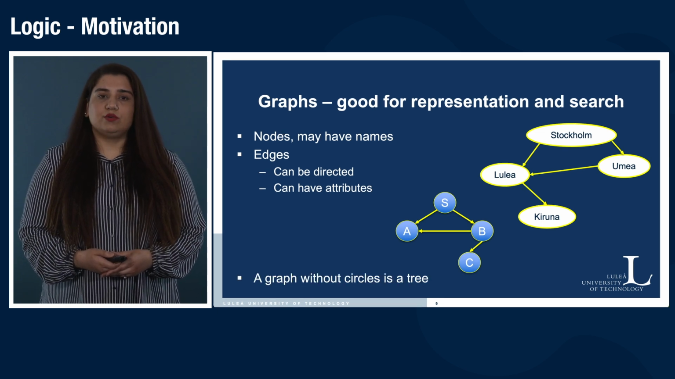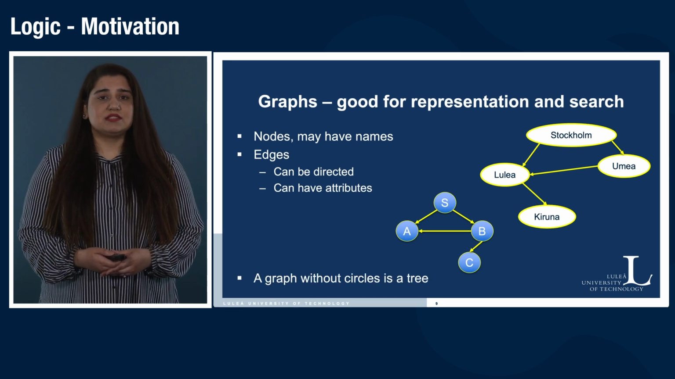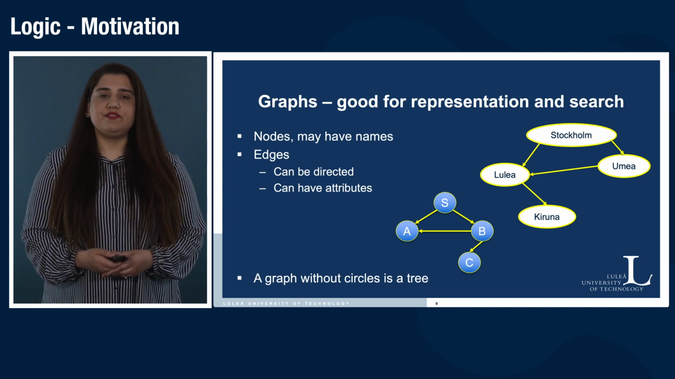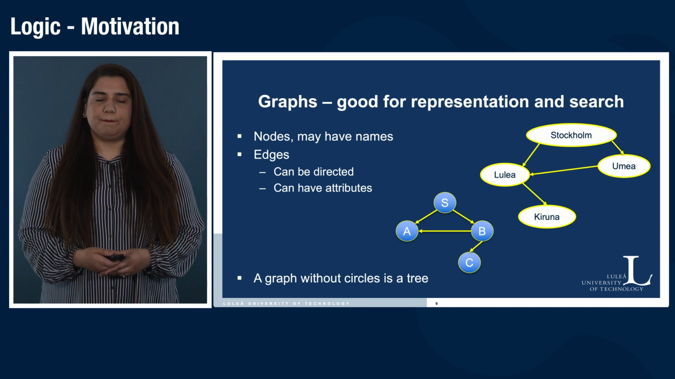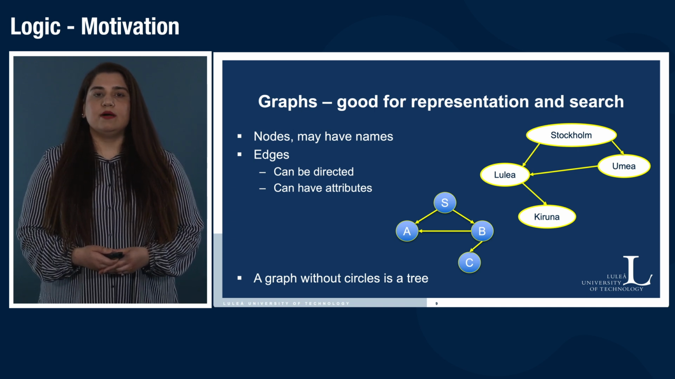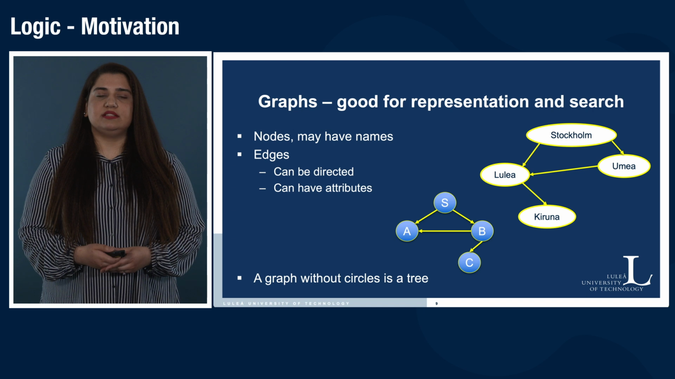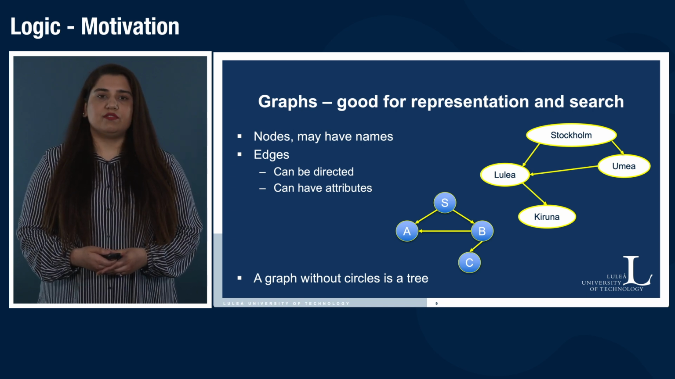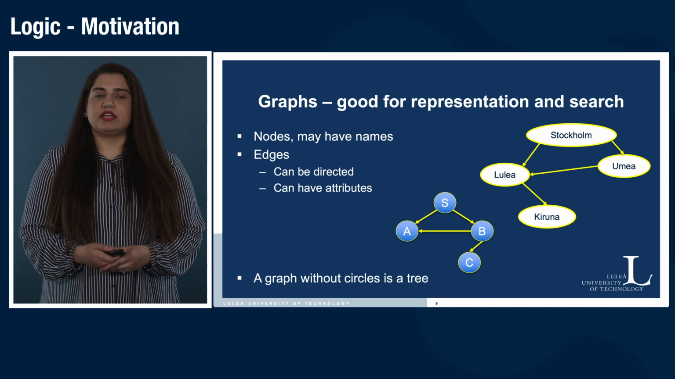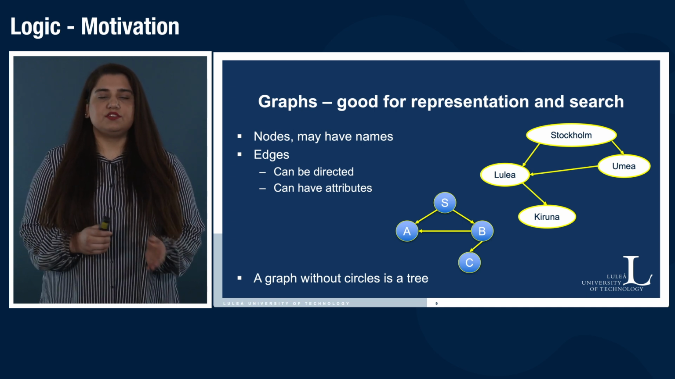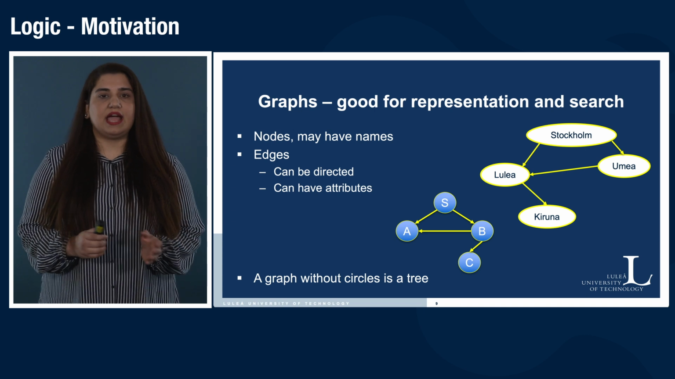A graph without a cycle is a tree. Now what is a cycle here? When we have to revisit a node in a path, that means it's a cycle. We are going through the same node more than once, and that means that particular graph has cycles in it, so it cannot be a tree. A graph that does not have any cycle is a tree. That is the difference between a graph and a tree.